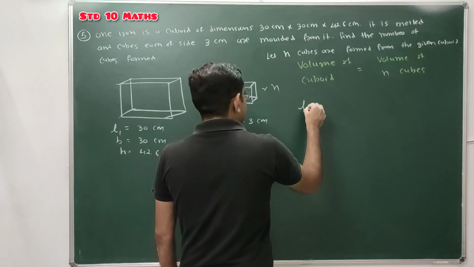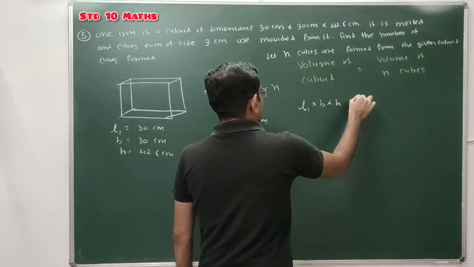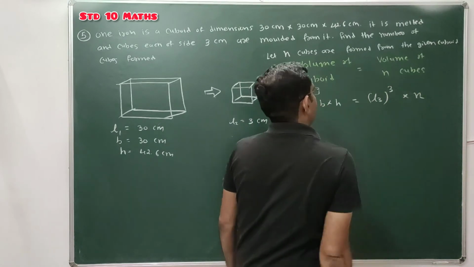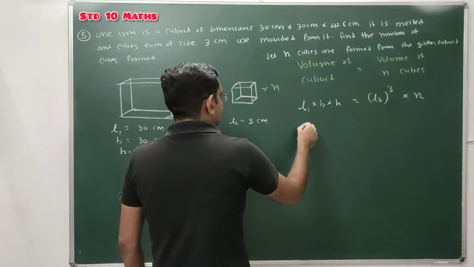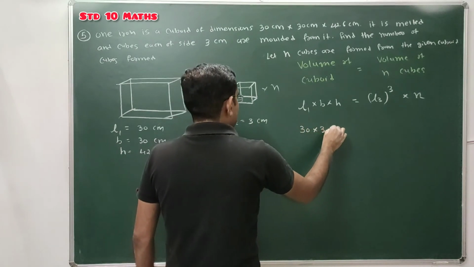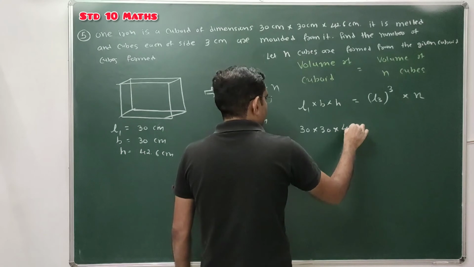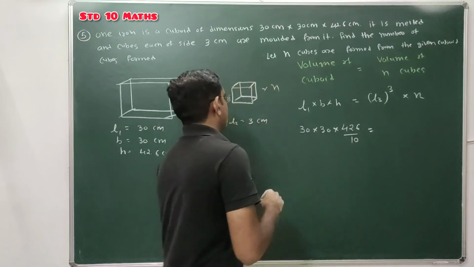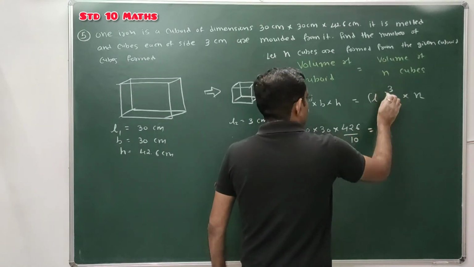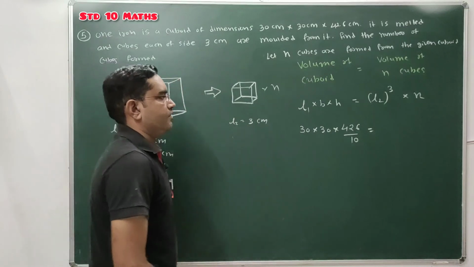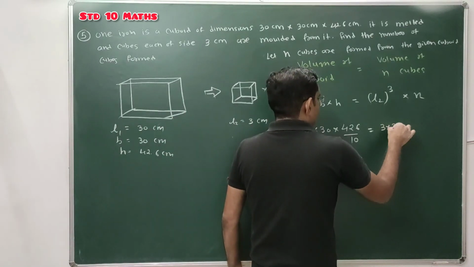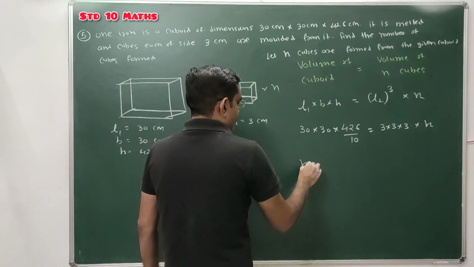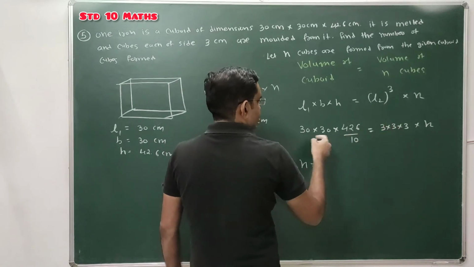So it's L1 B into H equal to L2 cube, and n number of cubes are there. So it's n. Put the values. 30 into 42.6, so divide by 10, equal to L2 cube. So length of each side of cube is 3 centimeter. So it's 3 cube: 3 multiplied by 3 multiplied by 3, into n. So here you can write this n as, divide this 3 over here.